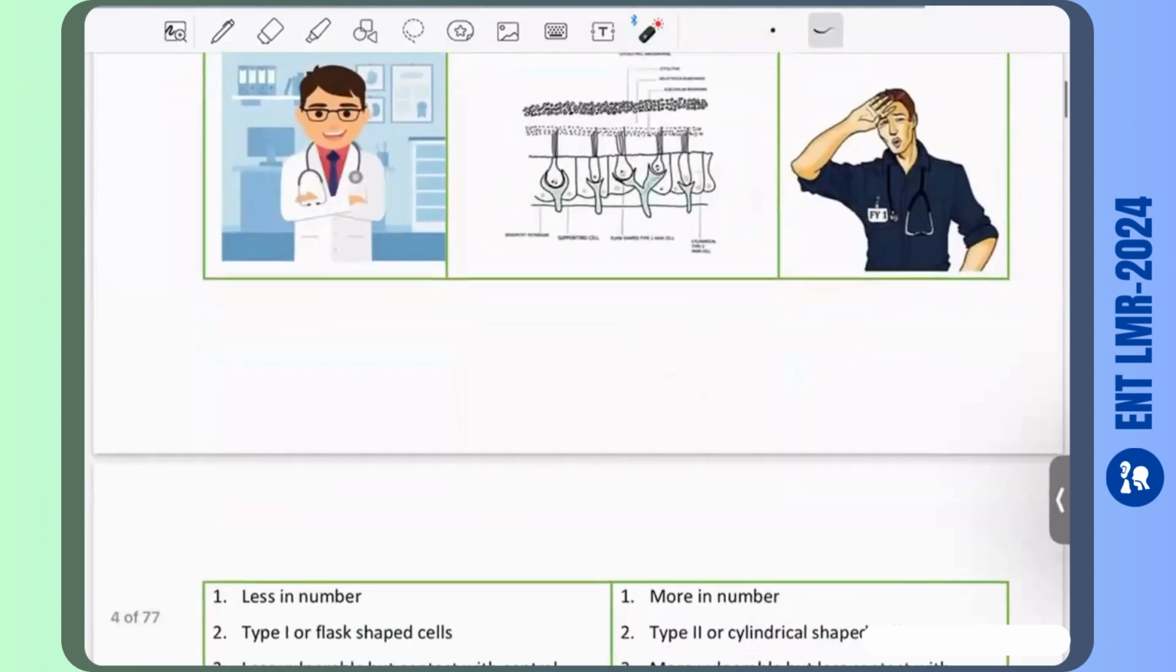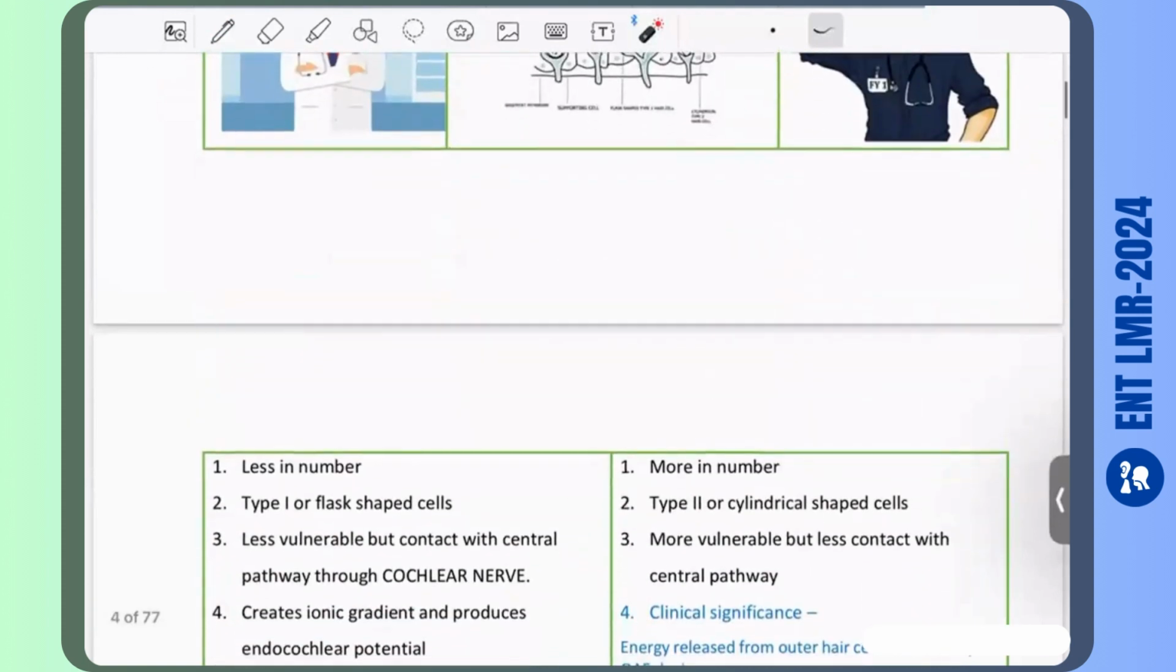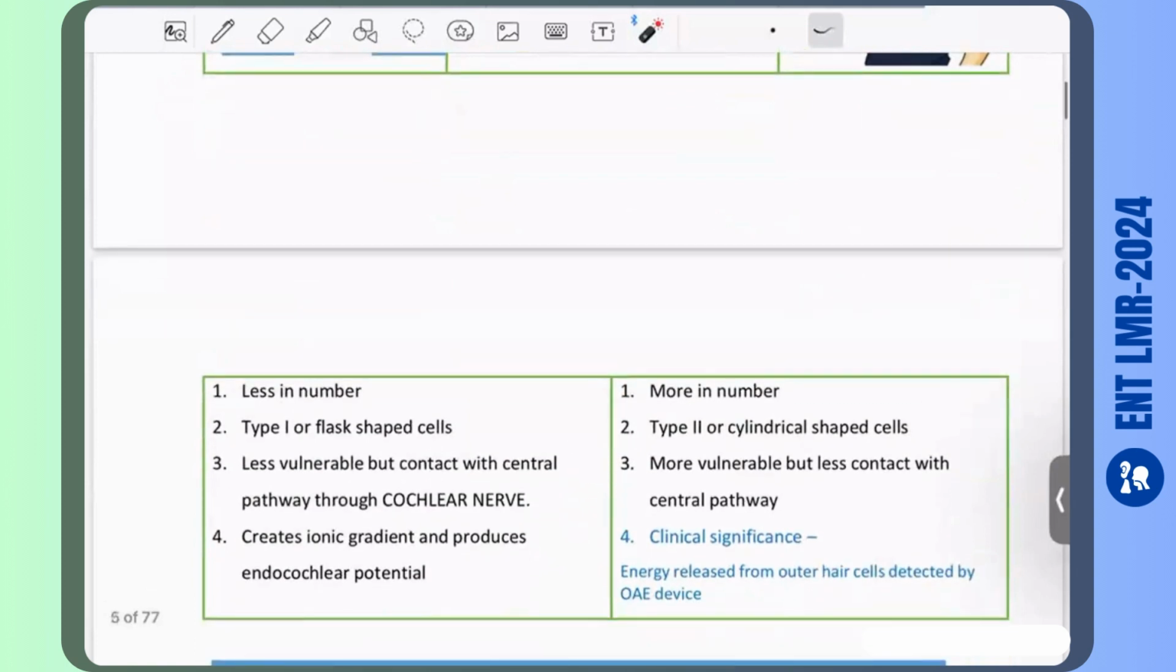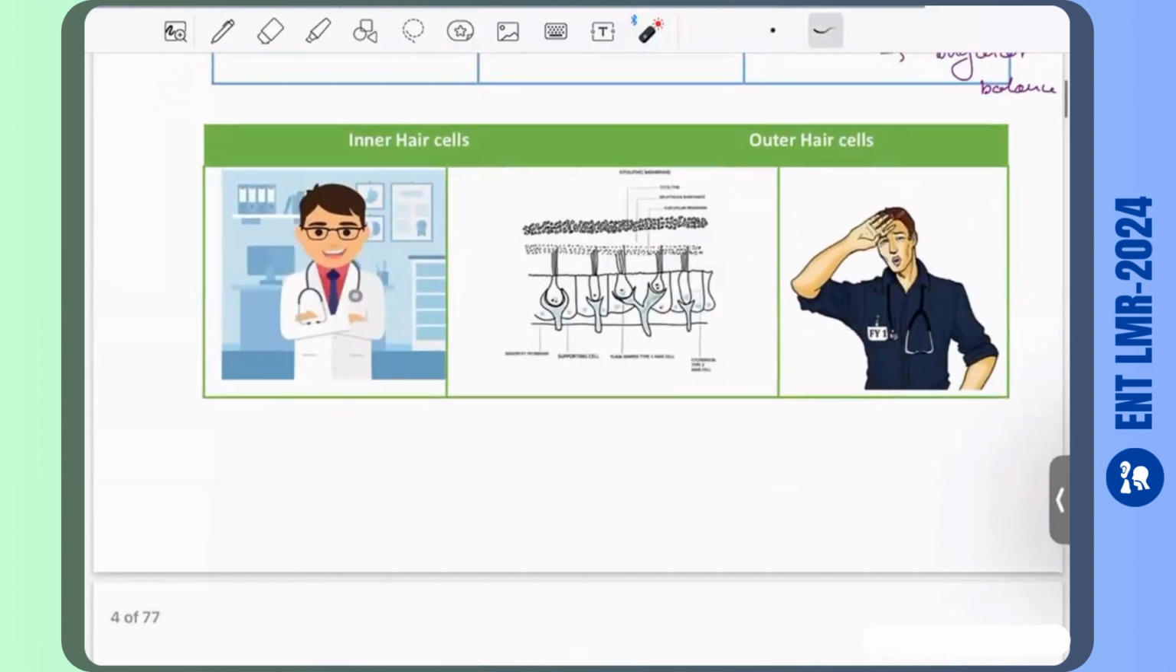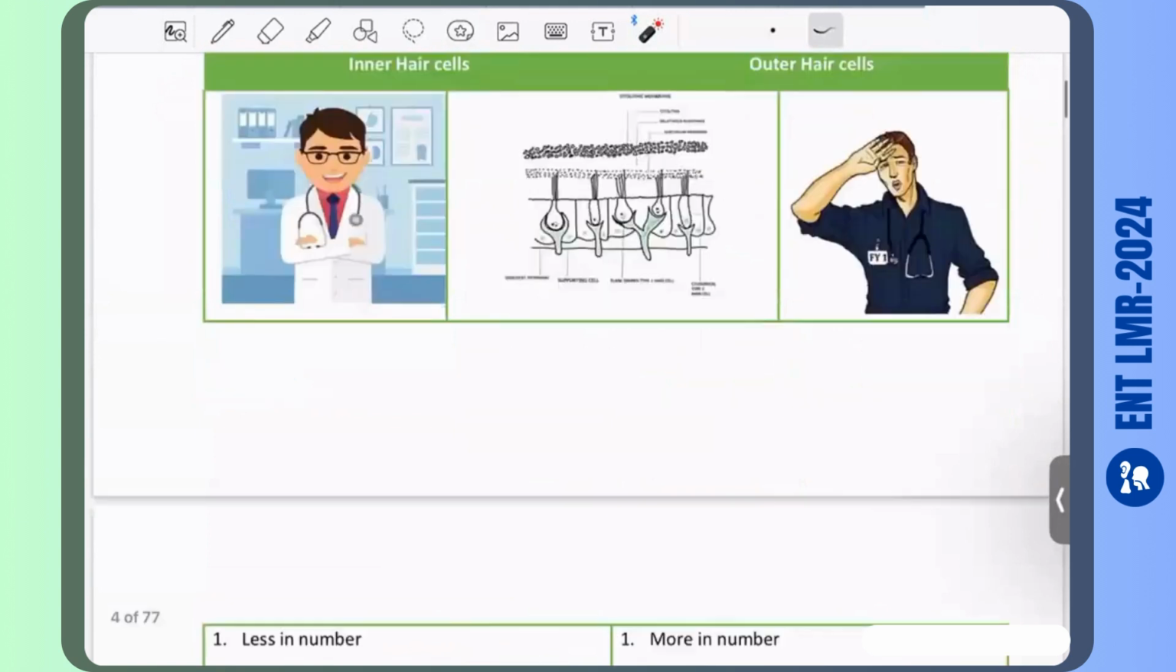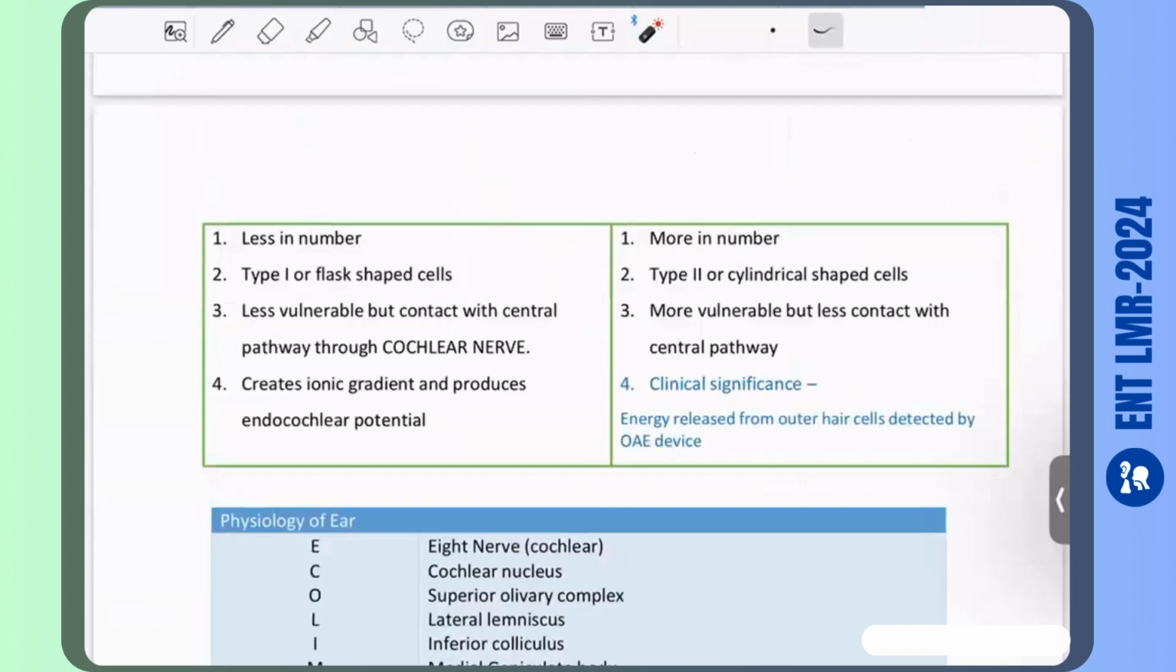So why? The residents will be more in number, but they don't have any contact with the central management. So they are very vulnerable to every problem. The type 2 outer hair cells are like senior or junior residents. They will be more in number. The type 2, or cylindrical shaped cells, are more vulnerable but have less contact with the central pathway. So they can't do anything.